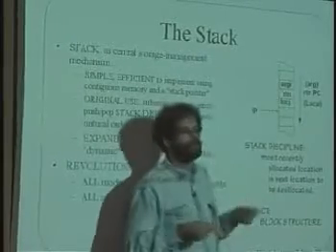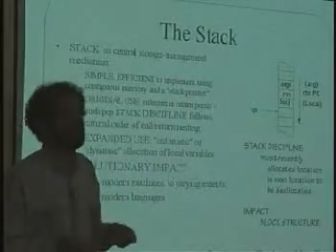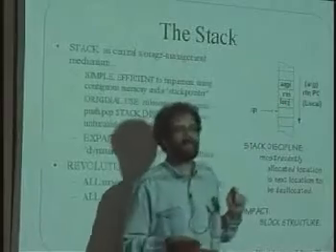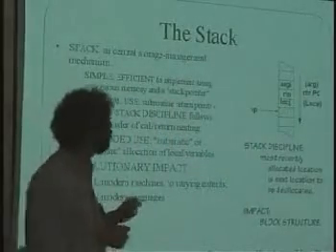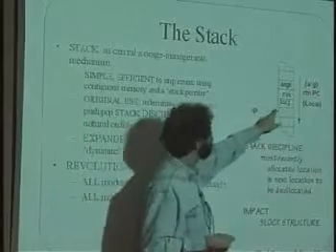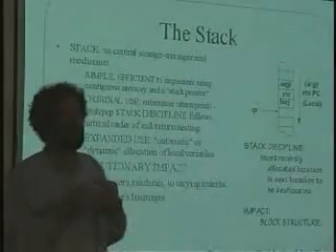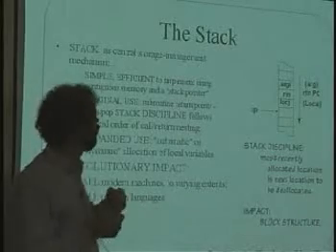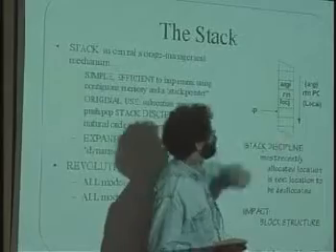One will be, what were the arguments to the procedure that is running now? Those will be on the stack. The second thing will be the linkage. How do I get back? How do I return to the procedure that called me? And then the third one will be, what are the local variables that I, as a procedure, have that I want to have my own private copy of?